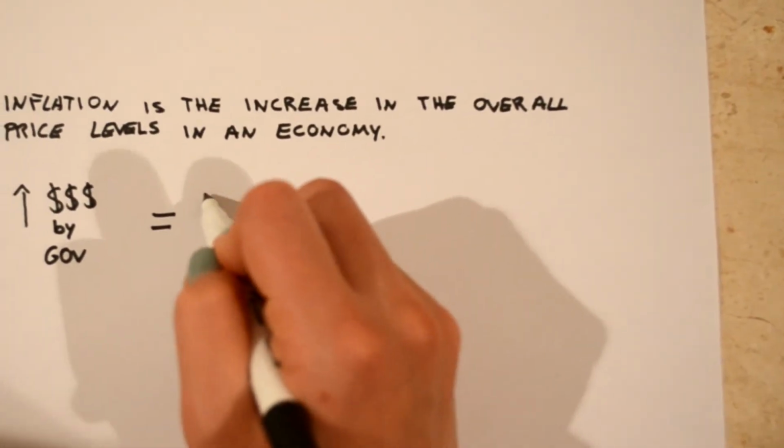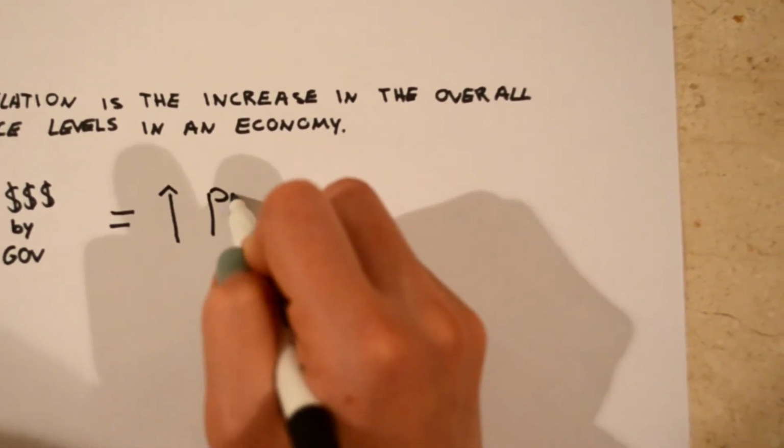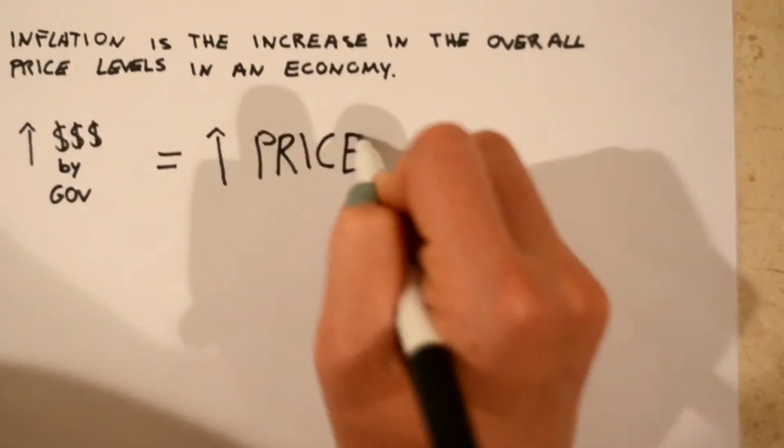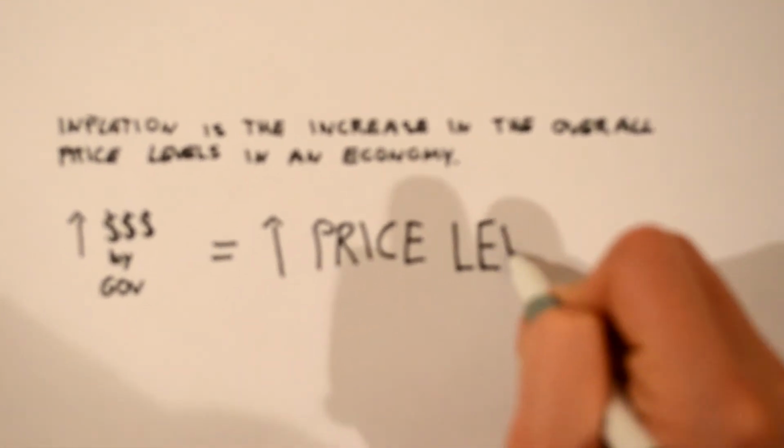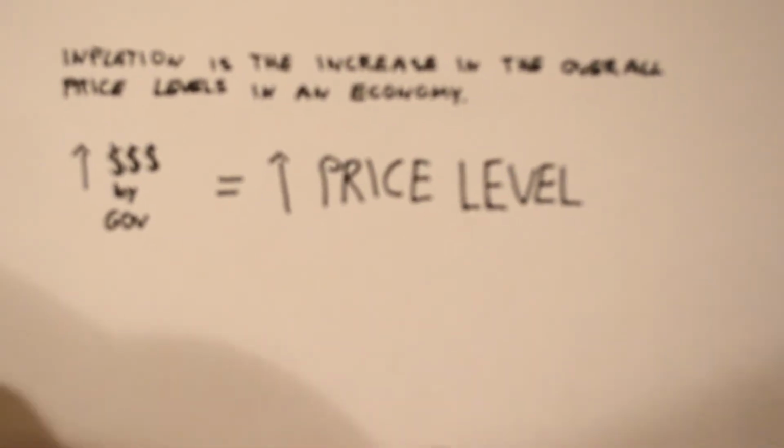For example, if the government prints money, notes and coins, and puts them in circulation, price levels rise for the same amount of goods and services.